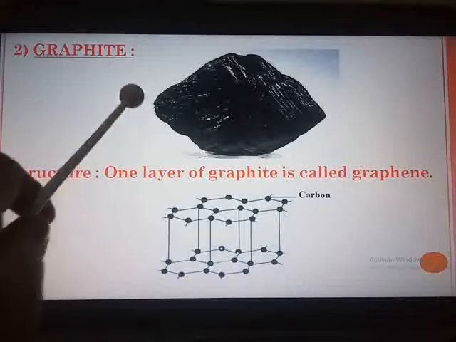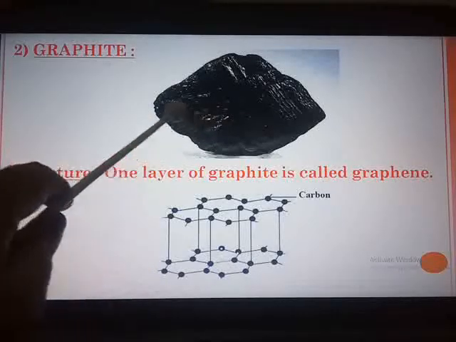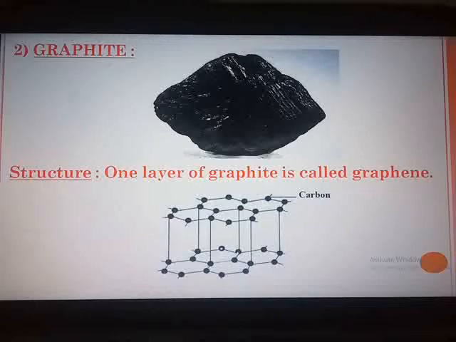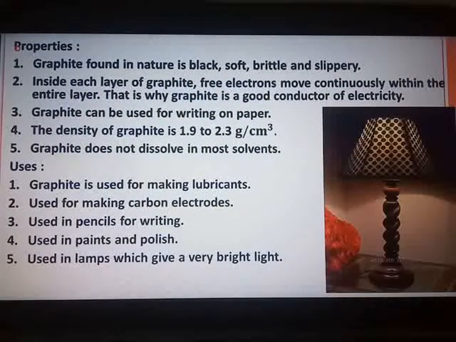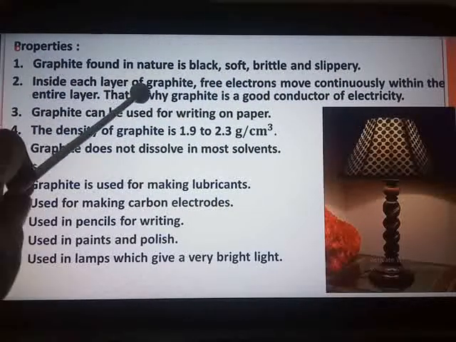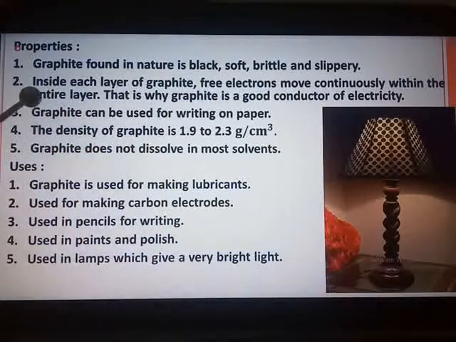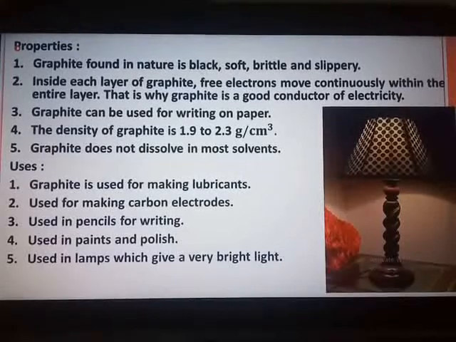If you look at the graphite, you can see it is black in color, and about its nature, it is soft, brittle and slippery. Inside each layer of graphite, free electrons move continuously within the entire layer, and hence graphite is a good conductor of electricity. Now, we have seen that diamond is a bad conductor of electricity, whereas graphite has a large number of free electrons within each layer, and so it is a good conductor of electricity.